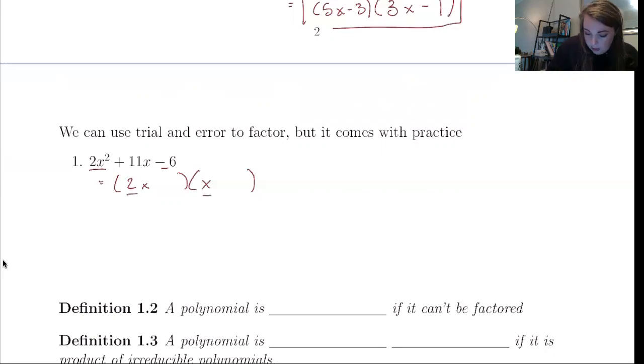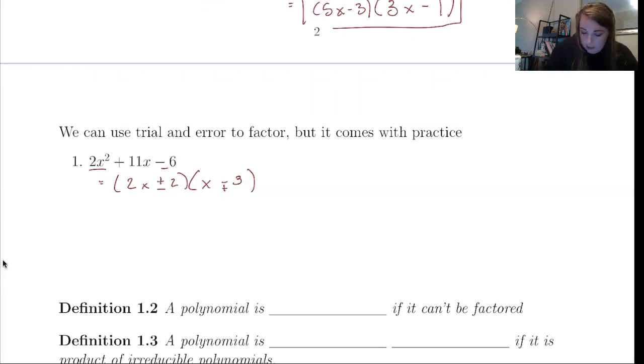The first makes this term, the last makes this term, and then the outer and the inners make the middle term when you add them together. So 2 and 3, those are factors of 6, but this is -6. So one of them has to be negative. So I'm either going to have +2, -3, or I could have -2, +3, something like that.